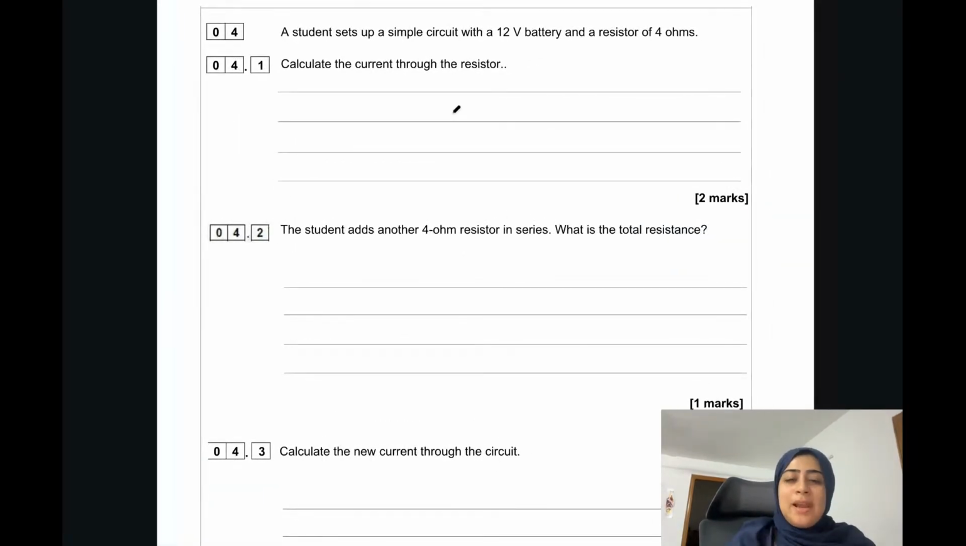Okay, got some nice electricity questions now. A lot of students struggle on these, so pay really, really close attention. It says a student sets up a simple circuit with a 12-volt battery and a resistor of 4 ohms. Calculate the current. We know V equals IR, and we know I is V over R. So it's just 12 over 4, which is 3, and the unit is amps, which you could just write as A.